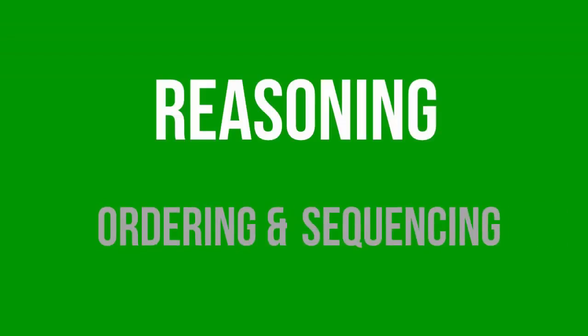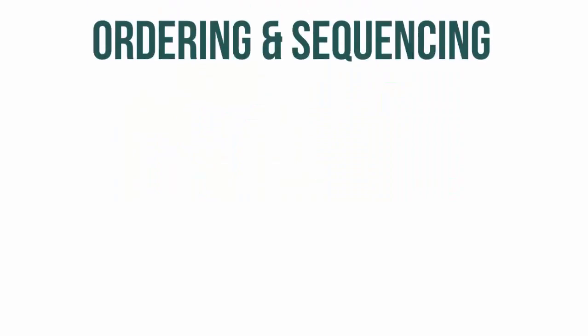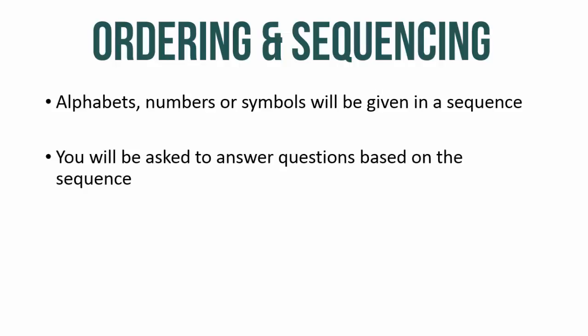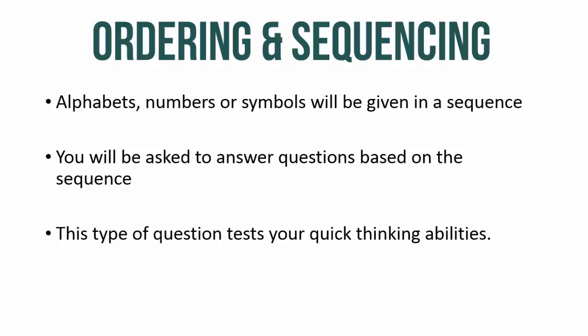This lecture shall cover the reasoning sections on ordering and sequencing. In this kind of question, you will be given maybe alphabets or numbers or symbols which can somehow be arranged in some kind of logical sequence. Based on the sequence, you will be asked questions and you will have to choose the correct option out of 5 given options. This kind of question tests your quick thinking abilities about how you can quickly order several elements into a sequence and how quickly you can answer the questions based on this particular sequence.